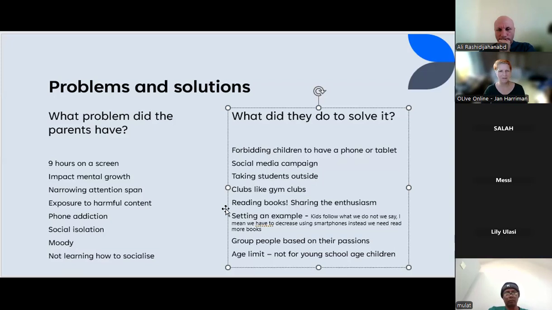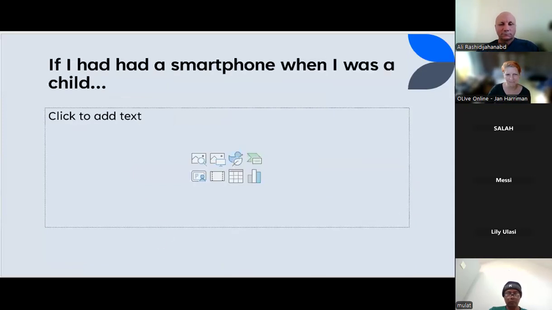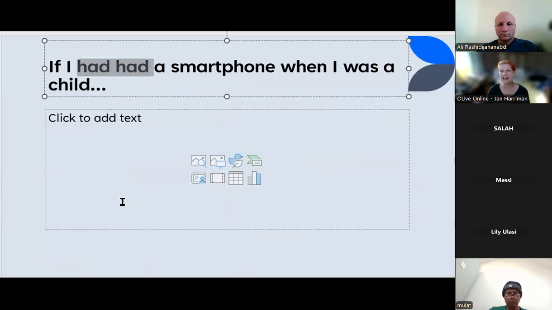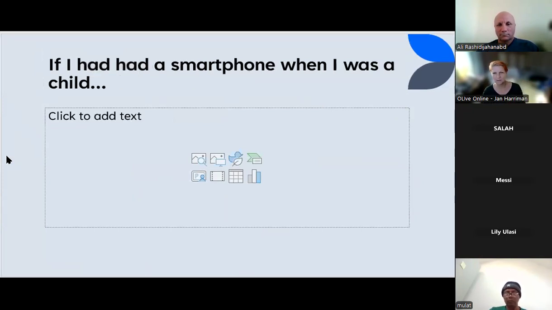Now remember, we've been looking at the third conditional today. So I have a question for you. Let's think about putting together something in writing, answering this question. If you had had a smartphone, and yes, I know this looks wrong, doesn't it? It actually is grammatically correct because remember, this is in the past perfect. So if I had would be the past. If I had, believe it or not, is correct.